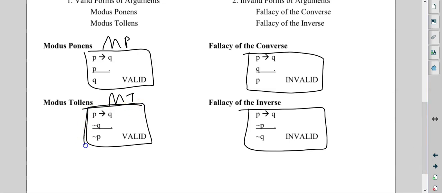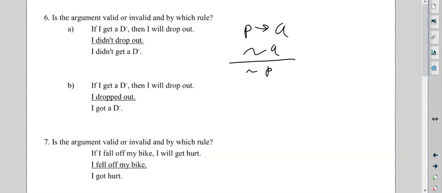And that would be this one right here. P then Q, not P. P then Q, not P. So we just say valid by MT, modus tollens. That's our rule. So now we're just practicing applying this.